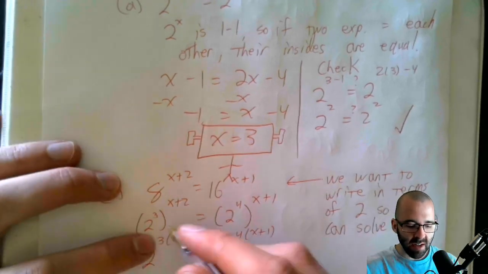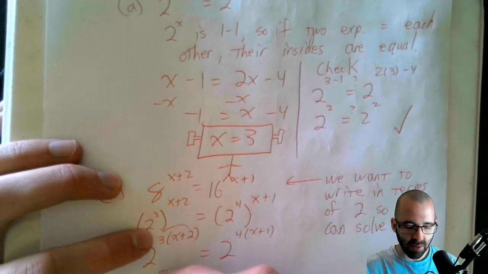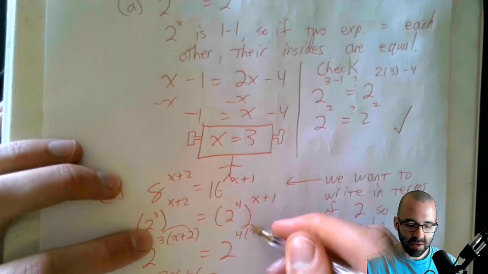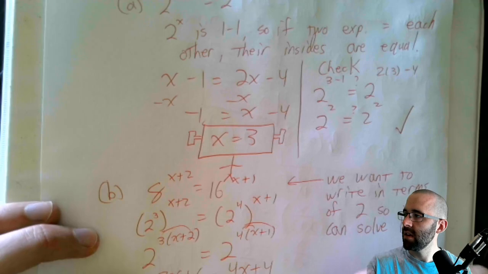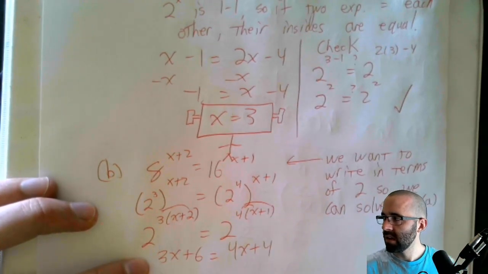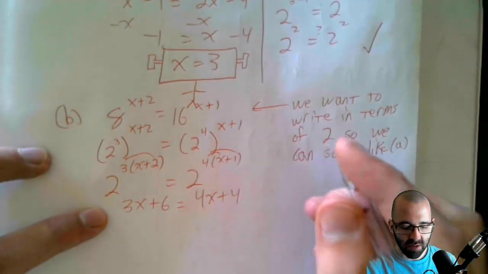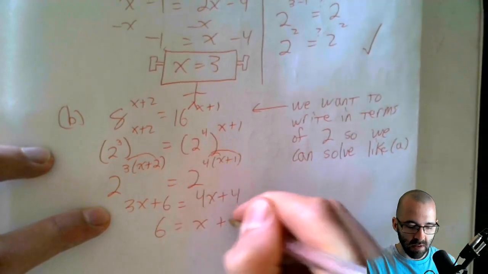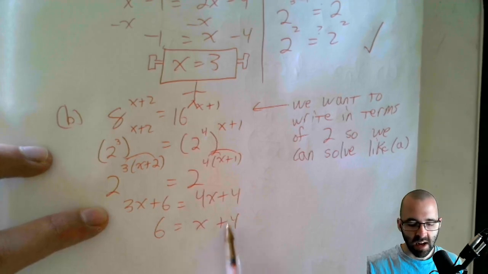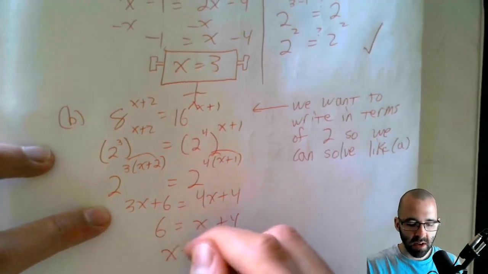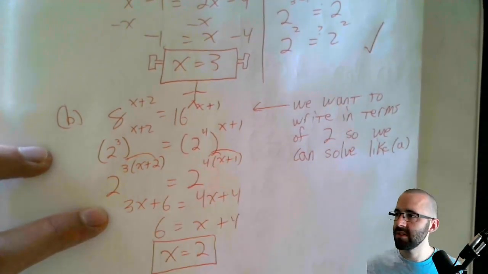Okay? So next up, we are going to say, okay, their exponents are the same. So, distribute that. That's 3x plus 6 equals, distribute that, 4x plus 4. And if we solve this equation, we're going to be good to go. All right. So subtract 3x from both sides. That turns the 4x into a 1x. And then subtract 4 from both sides. We're going to get x is 2. And we're going to check our answer.